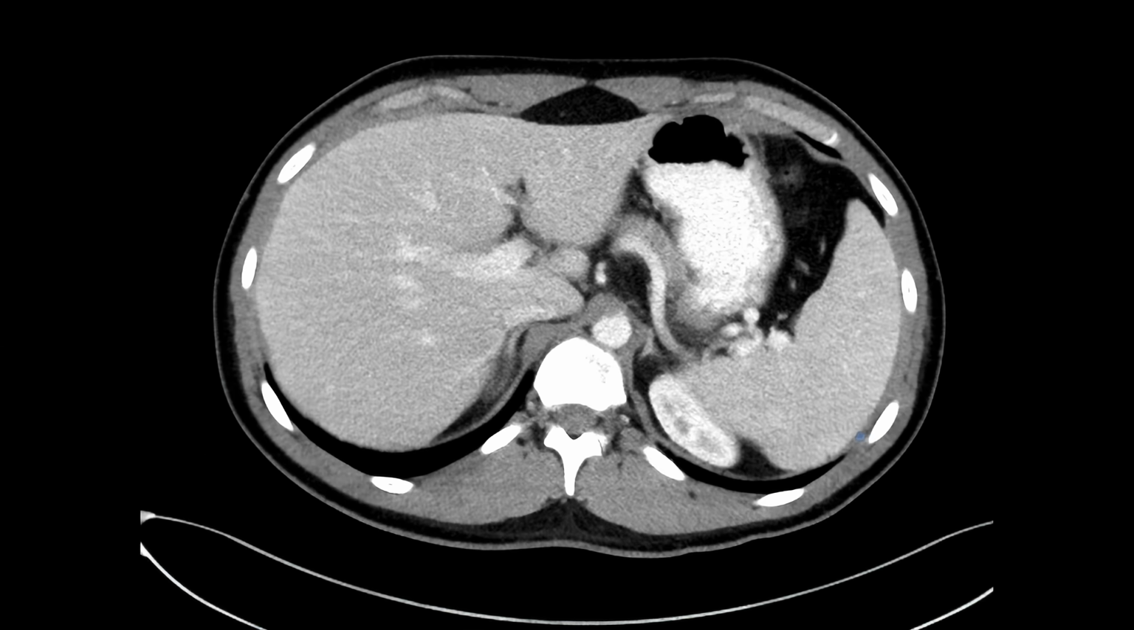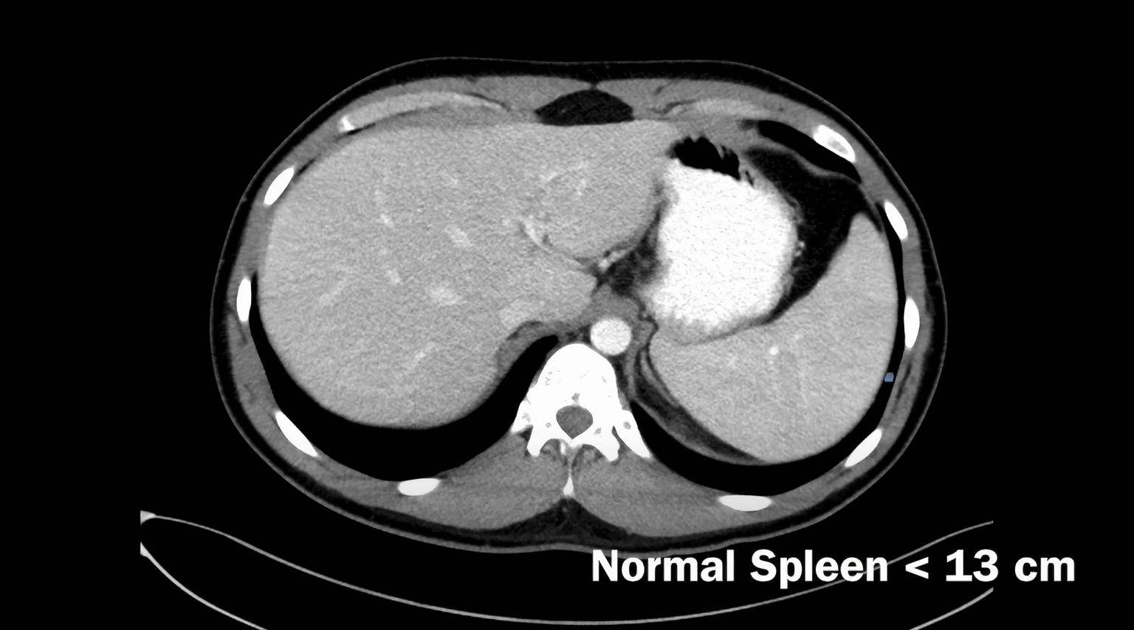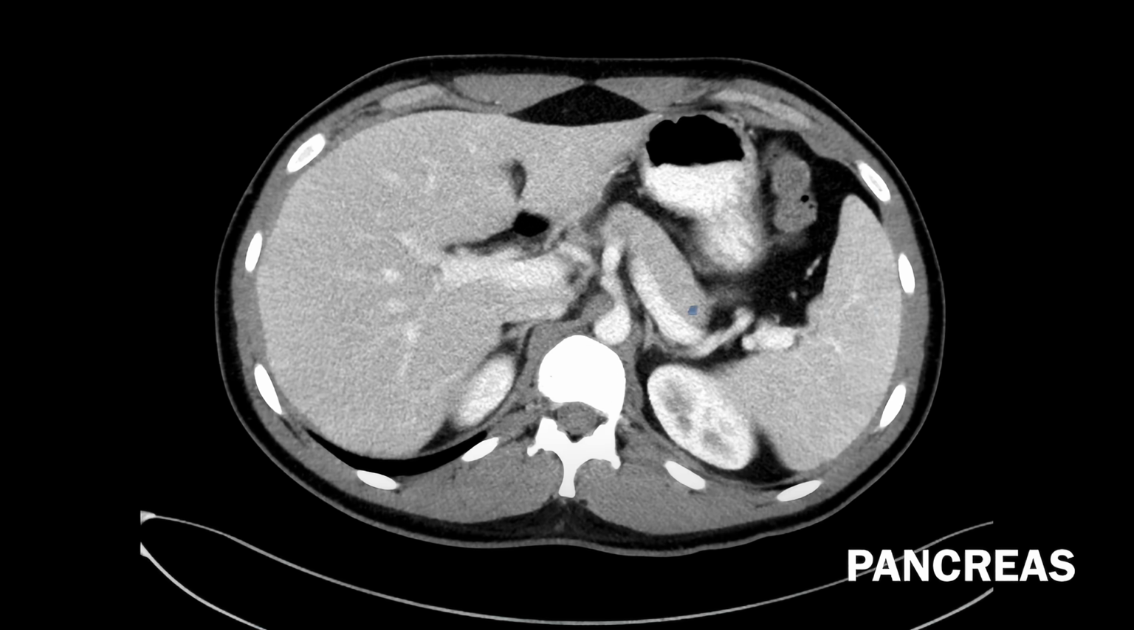But for practical purposes, usually people use a cutoff of about 13 centimeters in maximum axial or coronal dimension. This here is the pancreas.